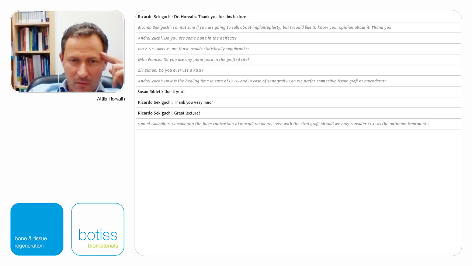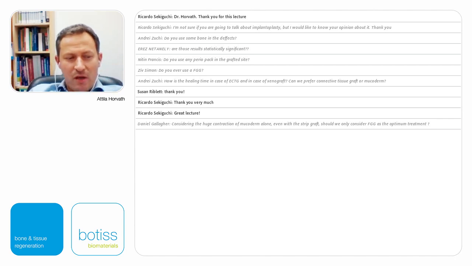Do we prefer connective tissue graft or mucoderm? Healing time, it's an excellent question, Andrei. Usually we try to be concise, so according to the biology of these tissues, it is not recommended to go back on the situation for, I would say, at least 8 weeks. So 8 weeks is necessary for soft tissue to mature. So I wouldn't recommend any evaluation earlier than 8 weeks. So 2 months or 3 months is enough, and the maturation we see in 2 to 3 months, and both ECTG and xenograft work nicely after 2 to 3 months. Thank you, Ricardo and Susan.